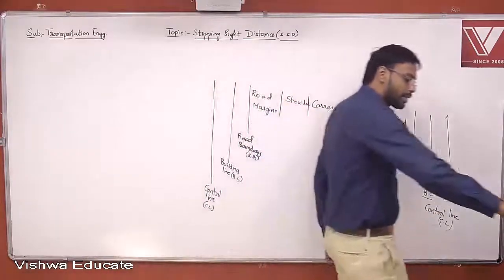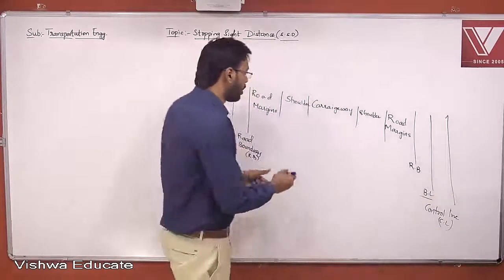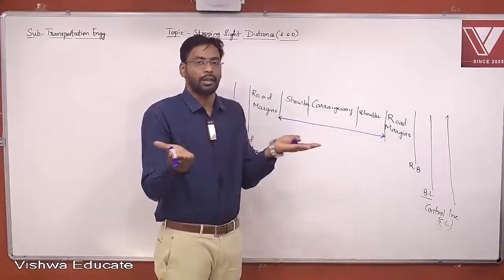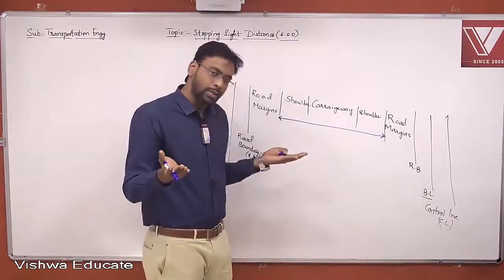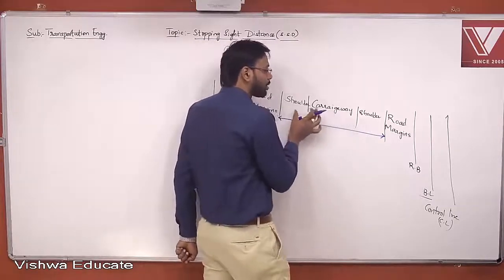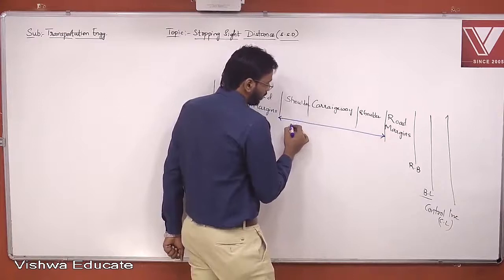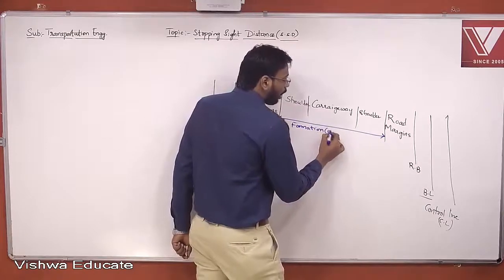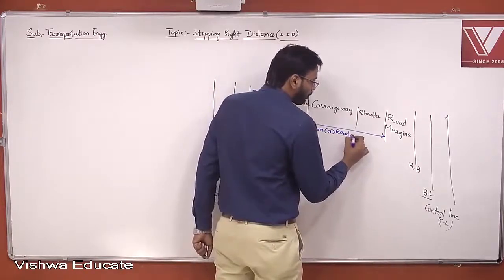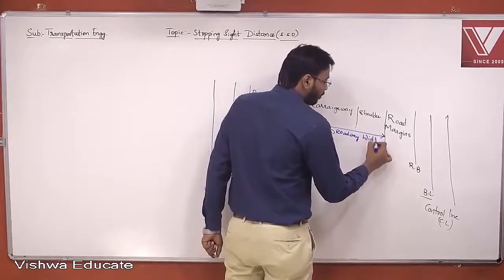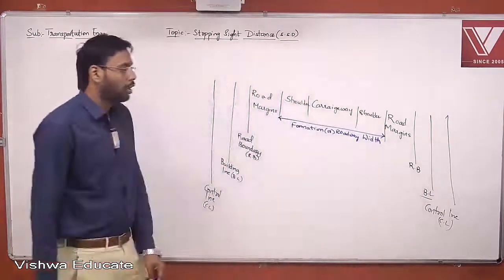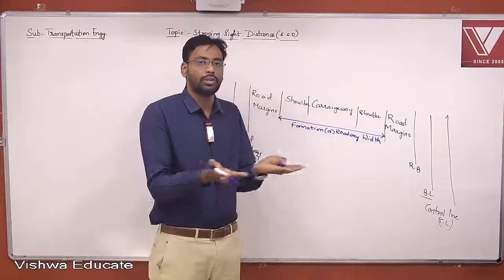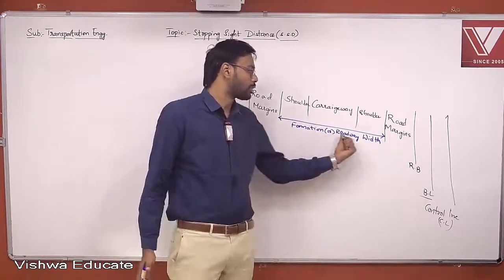Now, this carriageway and shoulder, both will be at the same height. Both will be at the same level. That's why carriageway plus shoulder is called formation width or roadway width. Formation or roadway width, because both the road and the shoulder will be having almost the same height. So that's why it is called formation or roadway width.